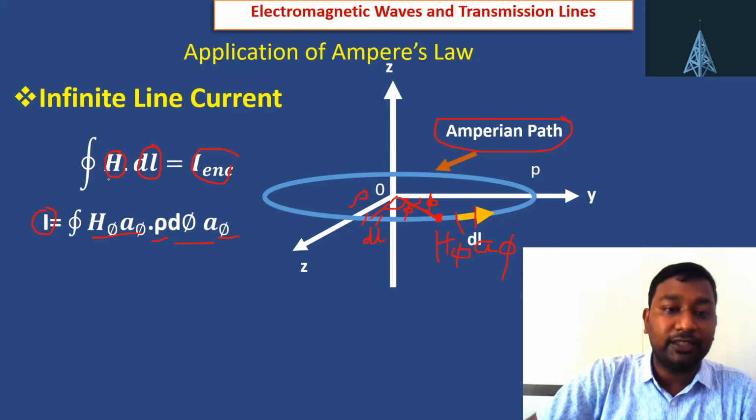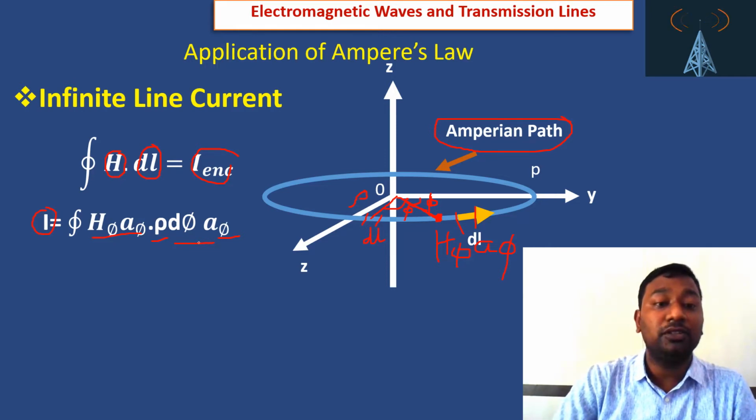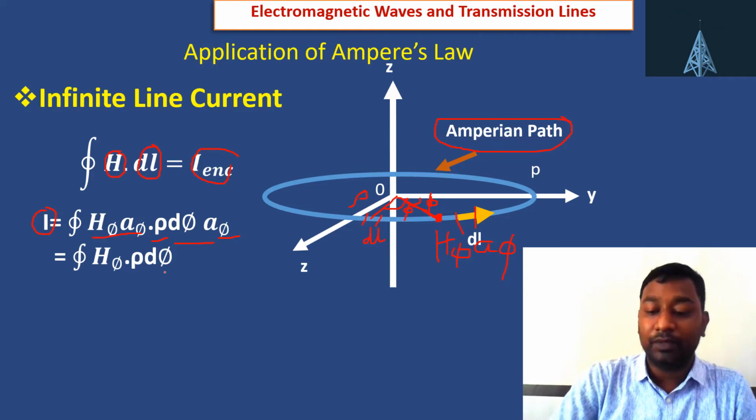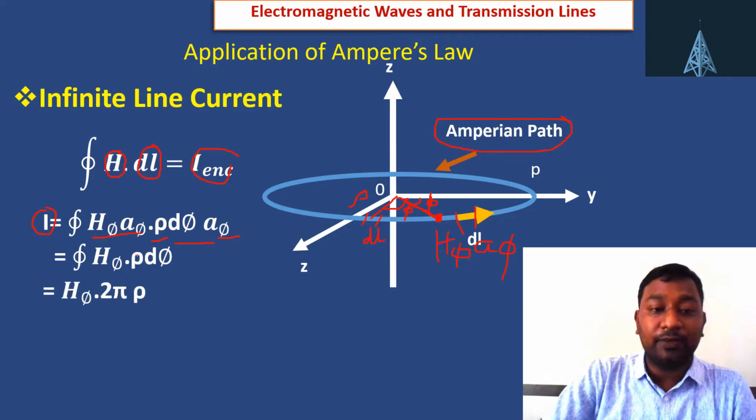So H dot dl we can write as H phi a phi dot rho d phi a phi, and the closed integral equals I. Since this is a dot product, we can write H phi into rho d phi. So I equals the closed integral of H phi rho d phi, over the Amperean path, which is a circular path.